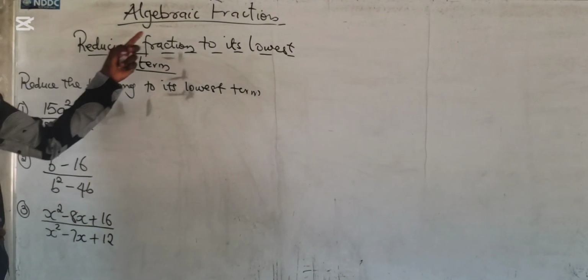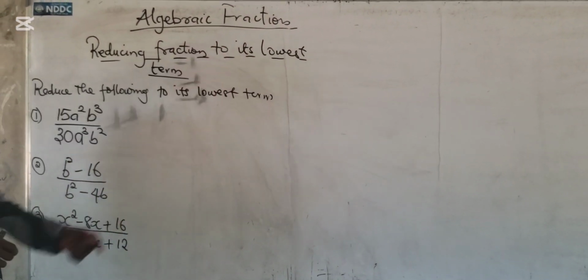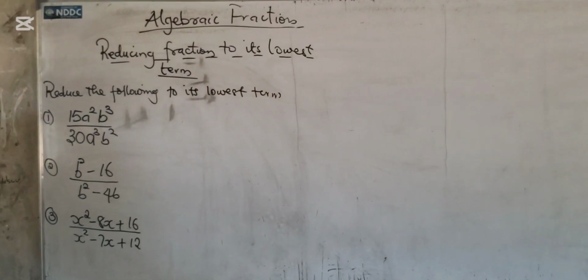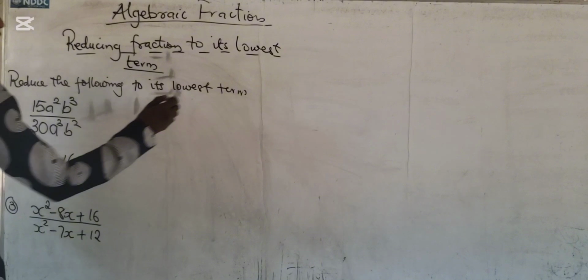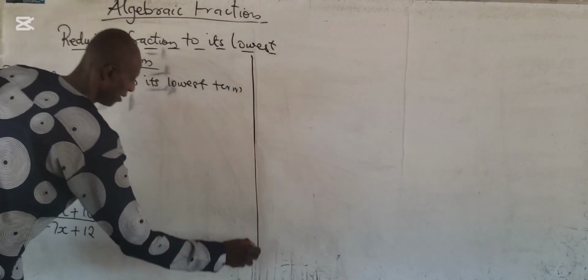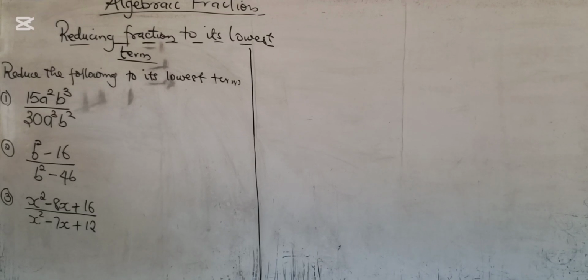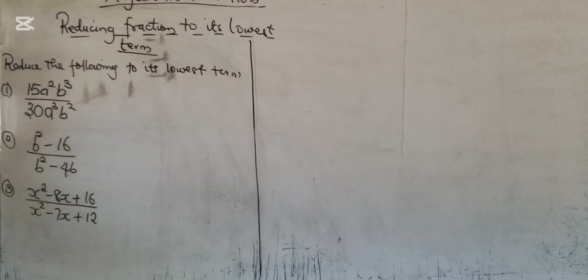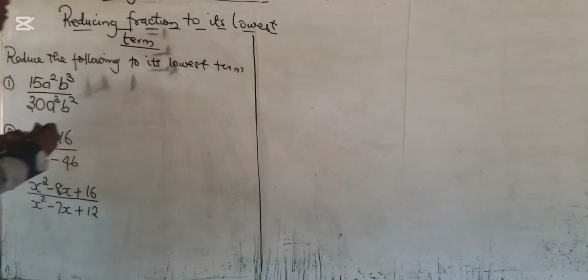I have dealt with fraction, regard multiplication and division. Now I'm talking about algebraic fraction. In this algebraic fraction, it has to do with alphabet. Now, the first thing we are going to talk about in algebraic fraction is to reduce the fraction to its lowest term. Before me on the board, I have 3 examples.